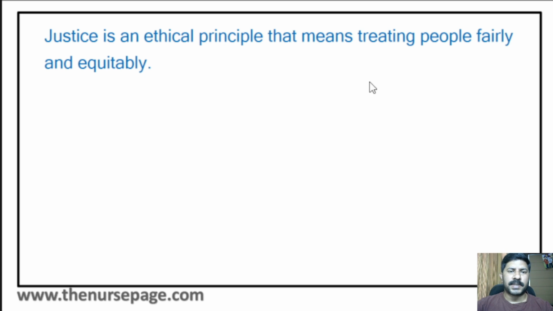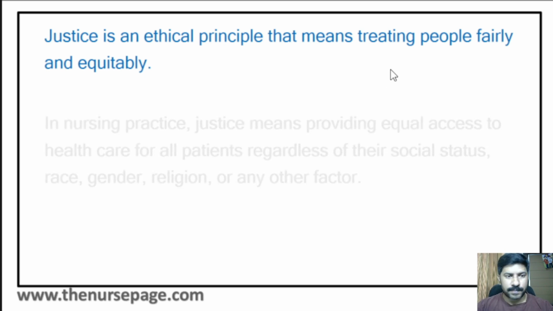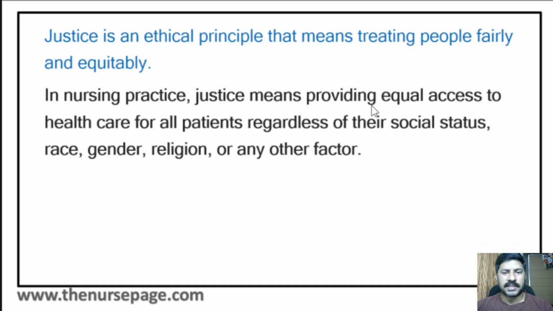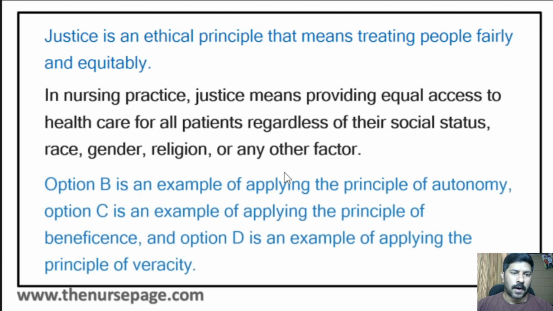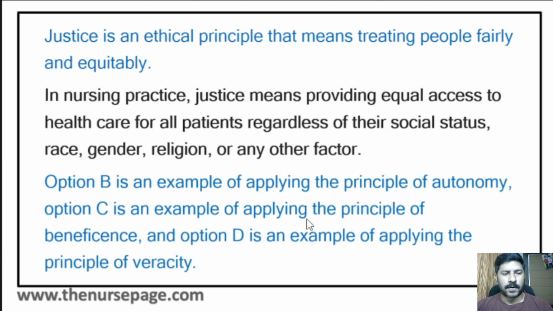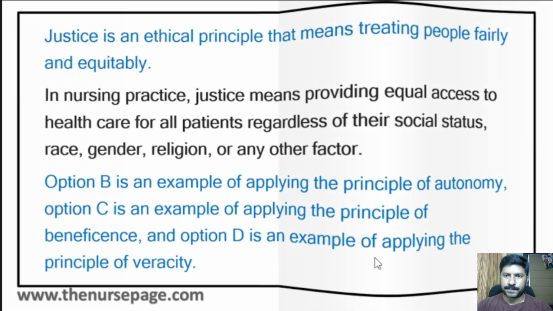Justice is an ethical principle that means treating people fairly and equitably. In nursing practice, justice means providing equal access to healthcare for all patients regardless of their social status, race, gender, religion, or any other factor. Option B is an example of applying the principle of autonomy. C is an example of applying the principle of beneficence. Option D is an example of applying the principle of veracity.